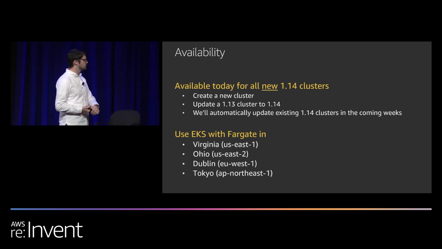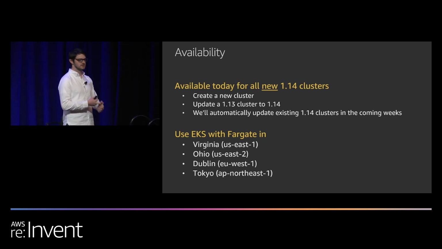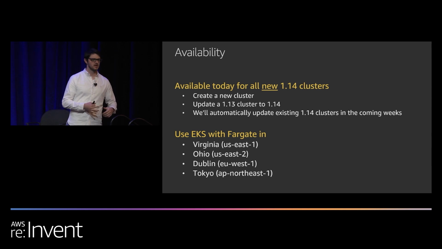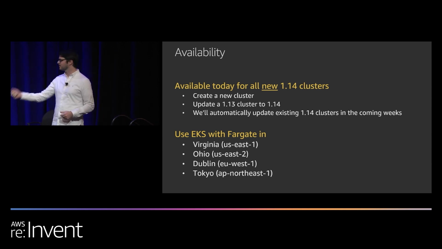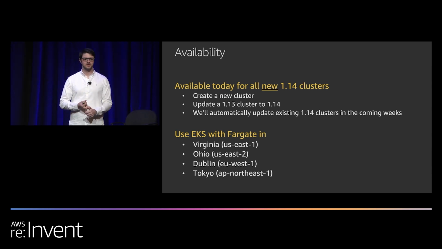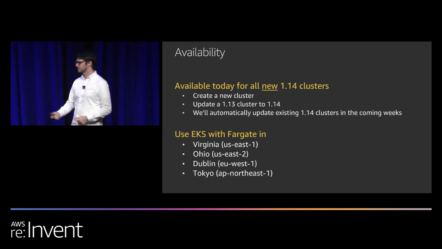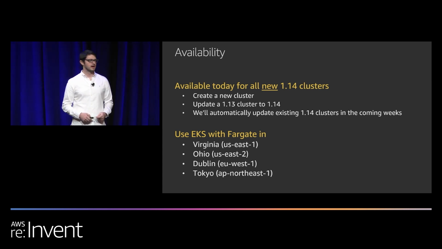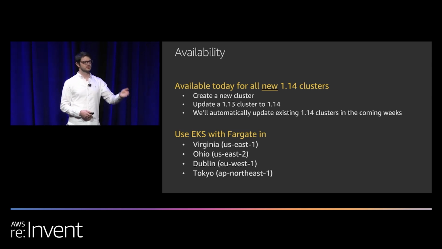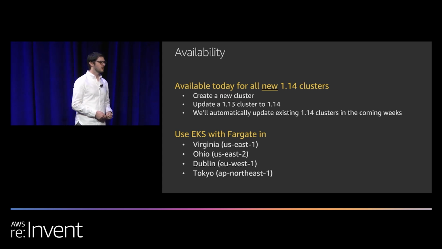You can get this in a few ways. You can create a new cluster using eksctl version 0.11. You can go to the console. You can use the AWS API, CLI, Terraform. We didn't talk about this before, but there is a Terraform provider for Fargate profiles now. Really excited to see Terraform come out and launch that right away. You can also update an existing 1.13 cluster to version 1.14, or if you want to go from 1.12 to 1.13 to 1.14, you can do that too.